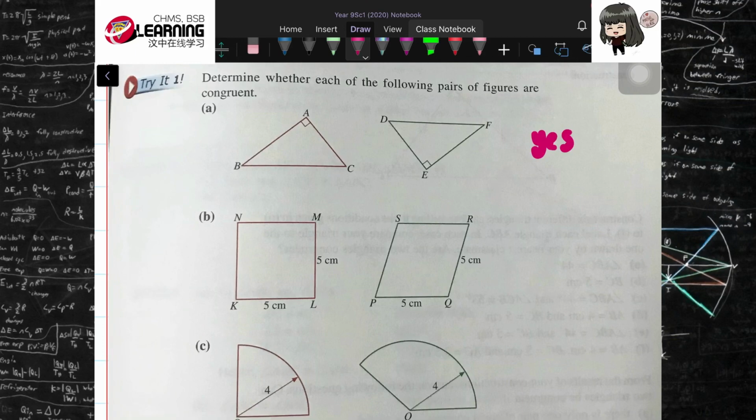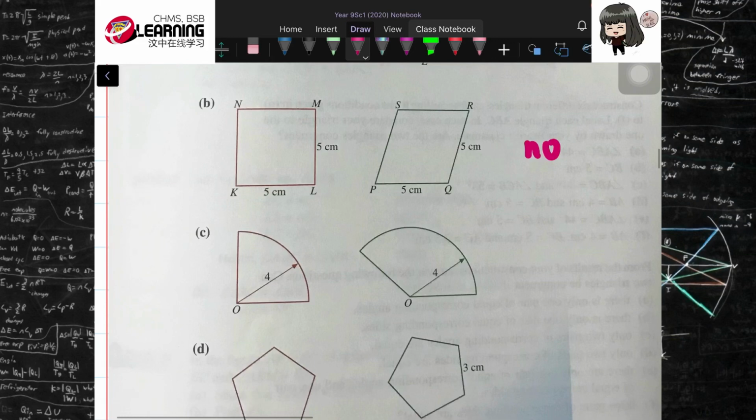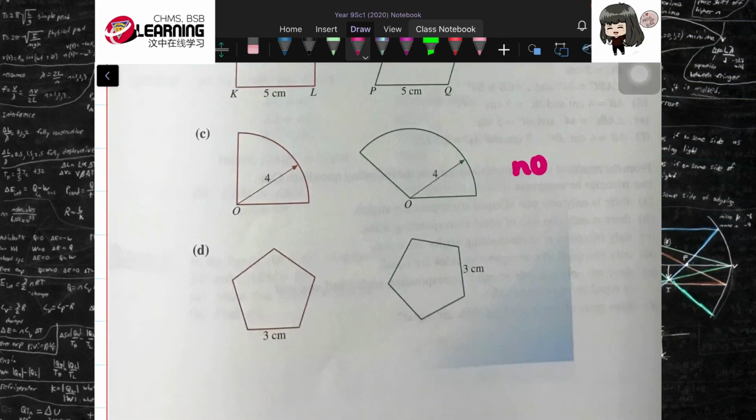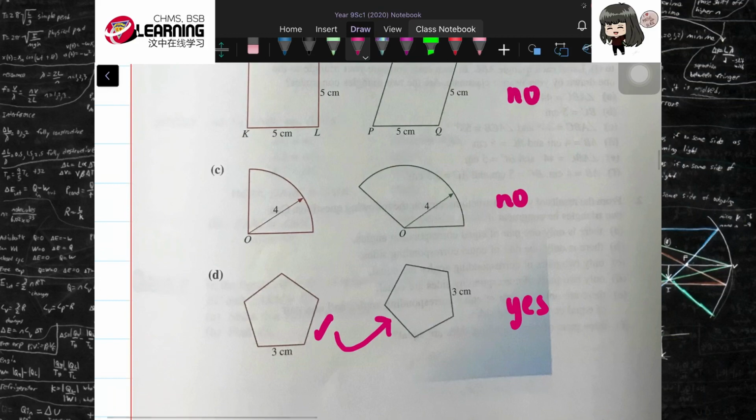How about B? Does it look like a congruent triangle to you for both? I mean, not triangle, quadrilateral here. It's no. This is definitely not congruent. It's not the same shape at all. Part C is no, it's not congruent at all. And part D is yes. It seems like this pentagon here can be picked up and put onto this pentagon over here, right? So we can say that they are congruent.